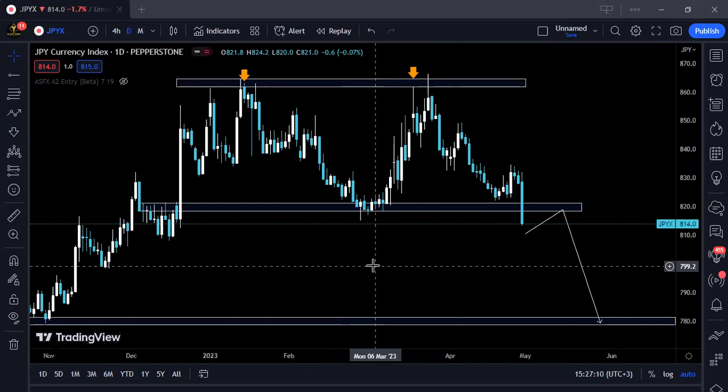Obviously, from our back testing, we understand that May is the best performing month for our strategy. So next month, I anticipate to make bank, guys.